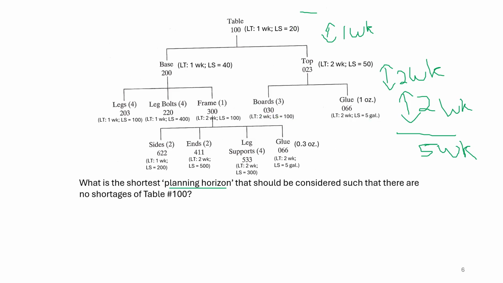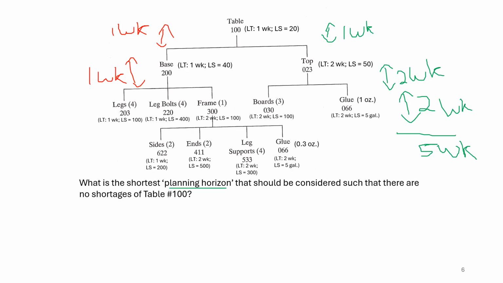But this does not represent the minimum time it requires to manufacture the table, because we have not taken the base, this side of the sub-assembly, into equation. So now let's consider that. So let's come to the left-hand side of the BOM. Now to manufacture the table, it takes 1 week. To manufacture the base, it takes 1 week. Now to manufacture the legs, it takes 1 week. To manufacture the leg bolts, it takes 1 week. And to manufacture the frame, it now takes 2 weeks.